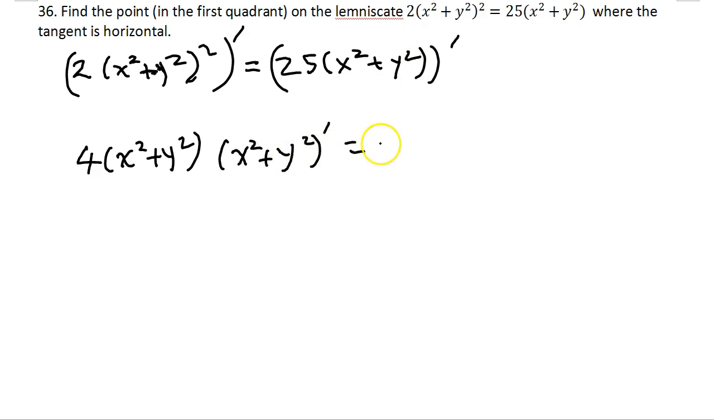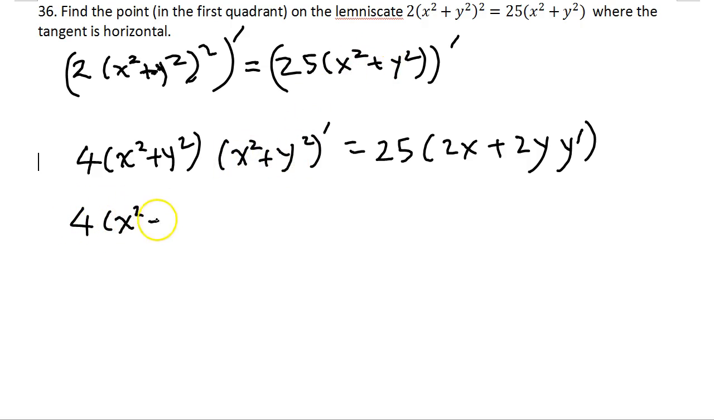And on this side, differentiating x squared gives you 2x. Differentiating y squared, again, that's the chain rule. It gives you 2y y prime. This y prime is the inside function's derivative. Okay, this one is again exactly the same thing as I did over here. So it's 4 times (x squared plus y squared) times (2x plus 2y y prime).